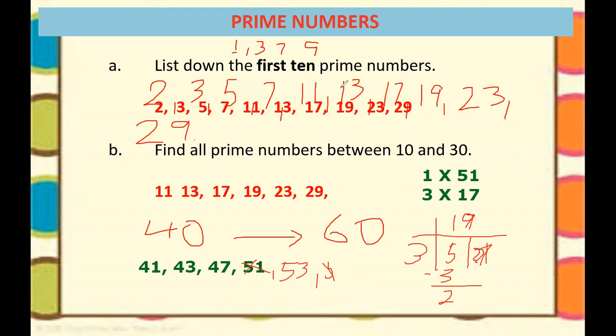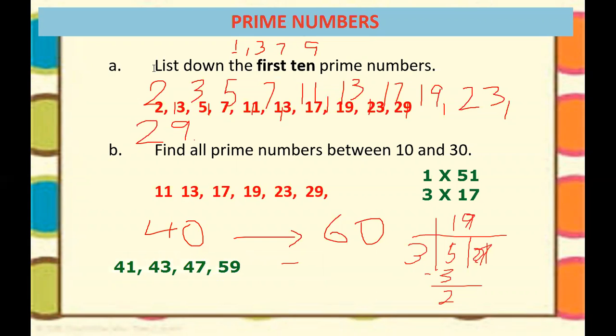59, yes, 59. Let's write again. 41, 43, 47, 53, 59. That's it. That is from 40 to 60.